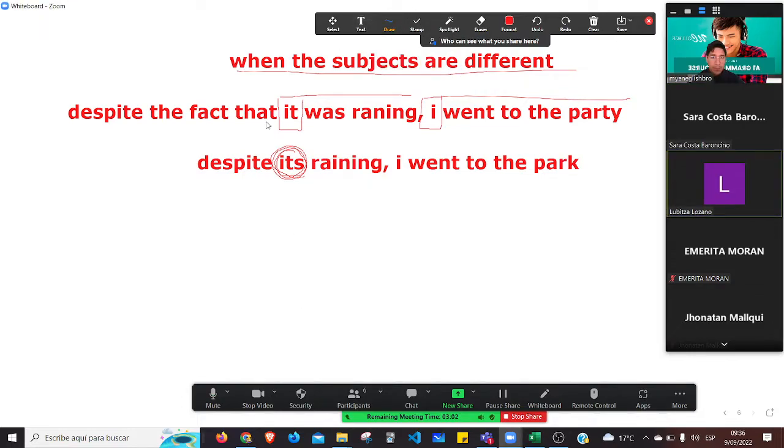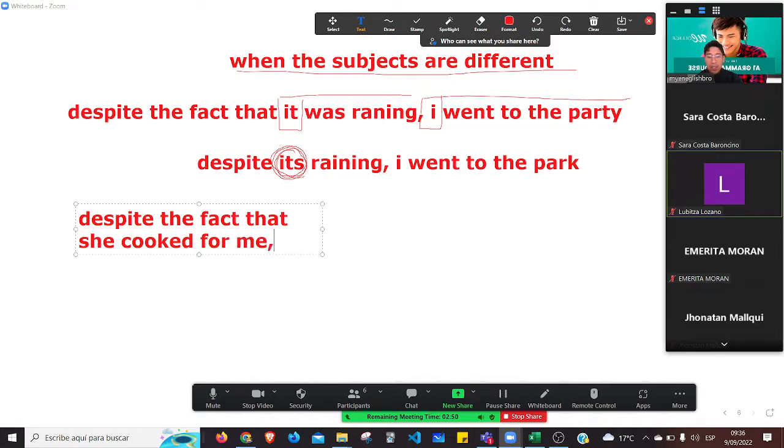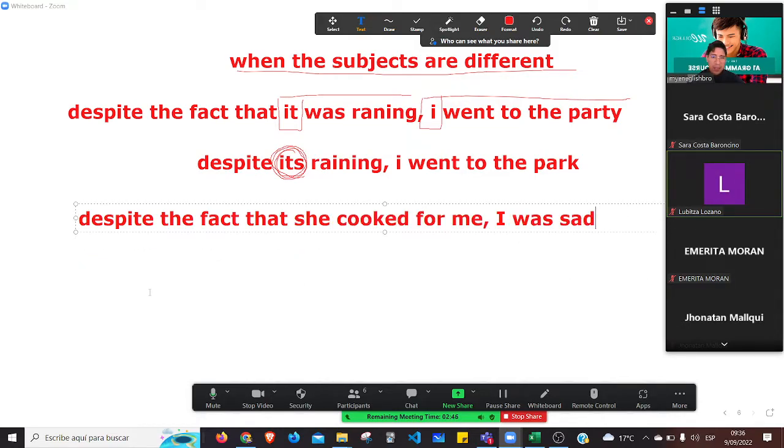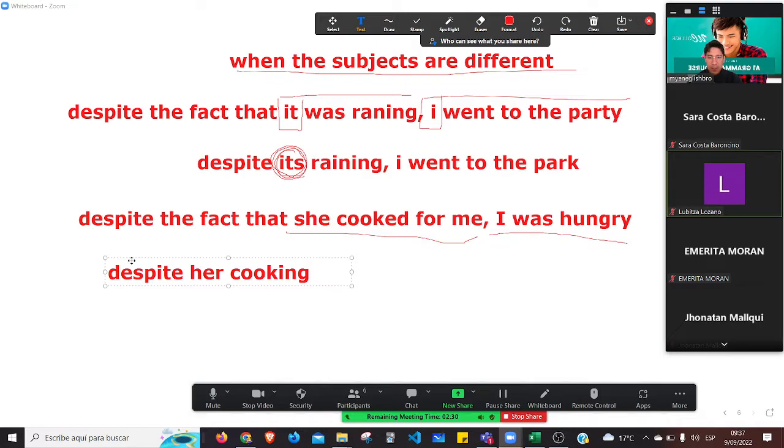Please give another example. Okay, so for example, despite the fact that she cooked for me, I was sad. So despite the fact that she cooked for me, I was hungry. But because it doesn't make sense. I was hungry. So the subjects are different, right? She cooked and I was. Is that true? So you can say despite her cooking for me, I was hungry.